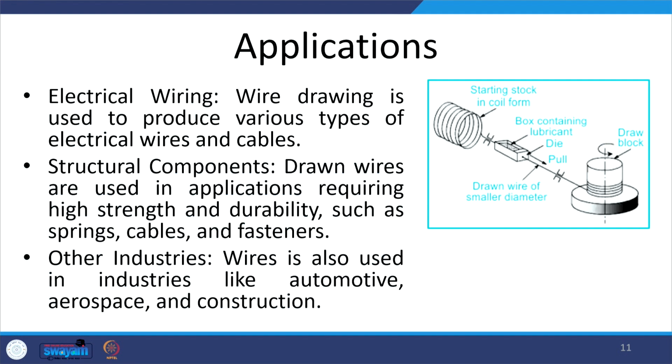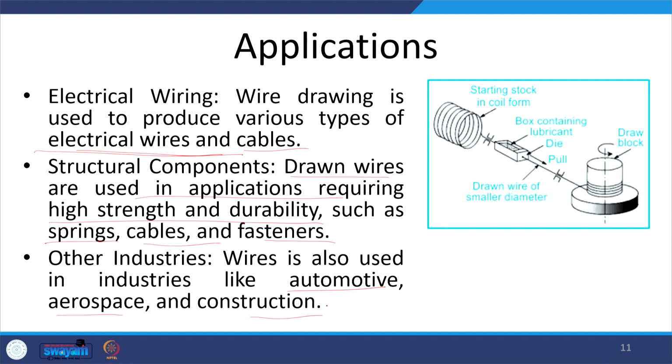As far as the application is concerned, since the process is primarily used for making wires for a variety of applications, say copper wires are used in the electrical sector for making electrical wires and cables, and structural components are also produced using the wires. So, the drawn wires are used in applications requiring high strength and durability, such as springs, cables and fasteners, and other industries also use the wires, like automotive, aerospace and construction.